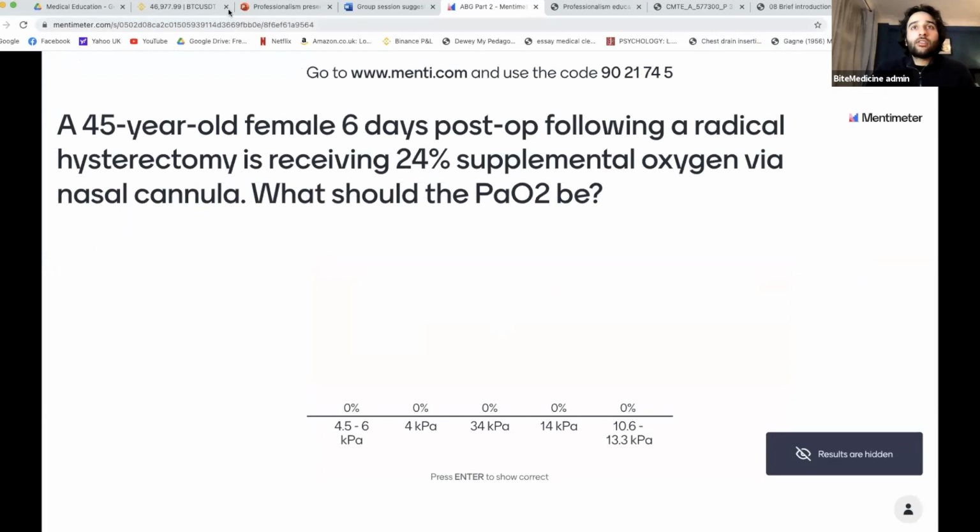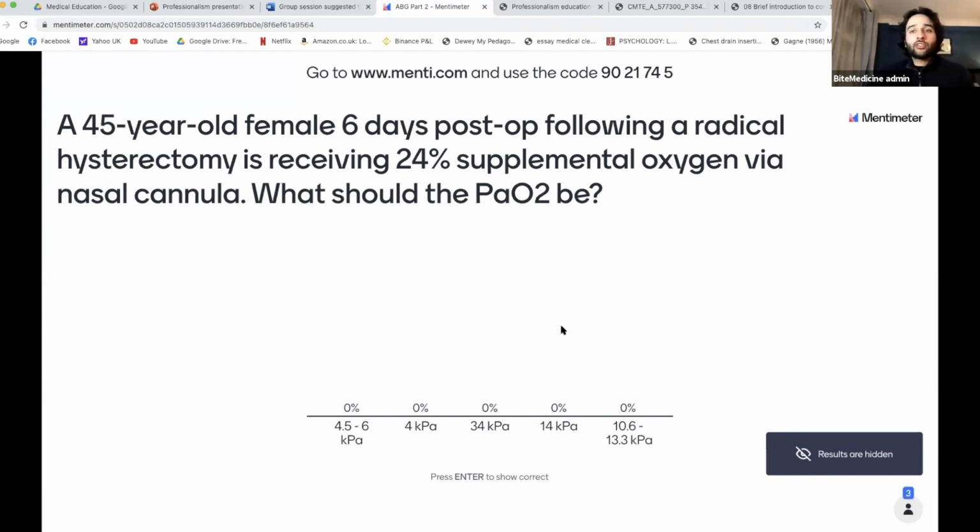You can see Mentimeter.com there. Can everyone see Mentimeter? I hope so. Everyone see that? If you just head to Mentimeter.com and type in the code at the top there, 9021745.